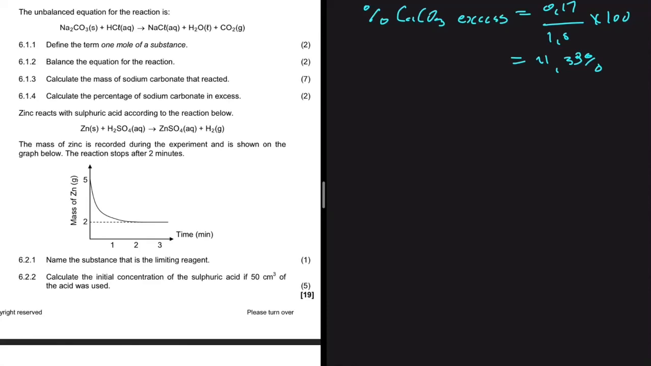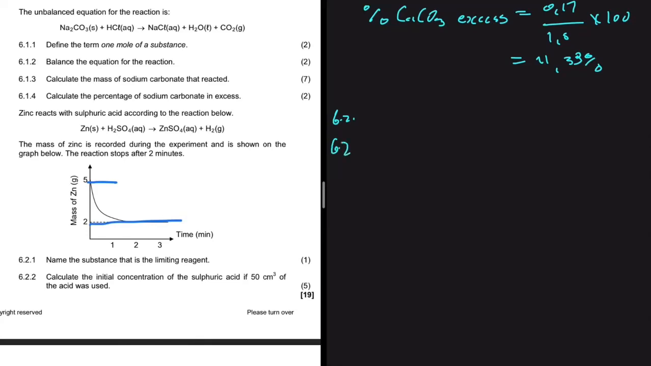Let's do 6.2. 6.2 is saying that zinc reacts with sulfuric acid according to the reaction below, and there we have our reaction. The mass of zinc is recorded during the experiment and is shown on the graph below. The reaction stops after 2 minutes. So let's analyze our graph for just a second. Initially we had a mass of 5 grams at t equals 0, and then after some time the mass is now 2 grams and it stays at 2 grams.